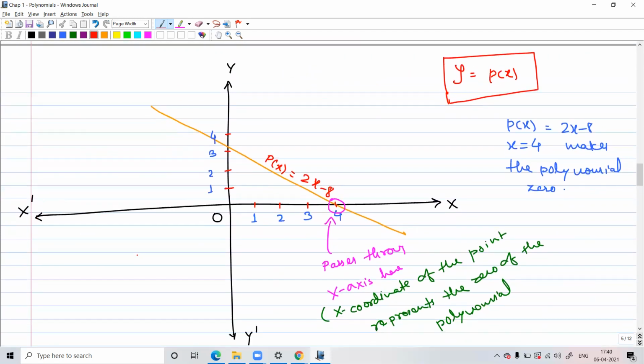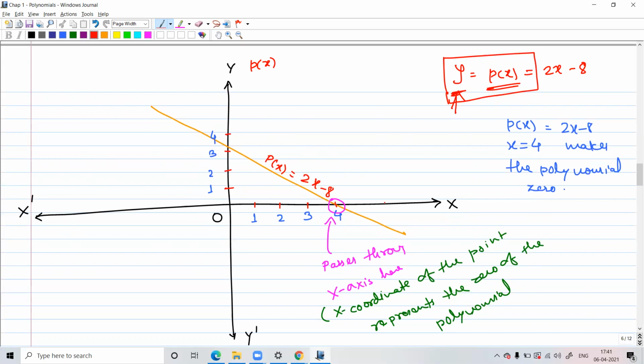Okay, then I have drawn some graphs. So this yellow line which you see here is a linear polynomial. And what is that polynomial? That polynomial is P of x, which is equal to 2x minus 8. So this P of x, I can represent it on the y-axis. That's why I'm calling it y is equal to P of x, okay? X is already one variable, which will be represented on the x-axis, right? So the x value will come on the x-axis, and the P of x value will come on the y-axis. That's why I'm writing y is equal to P of x.